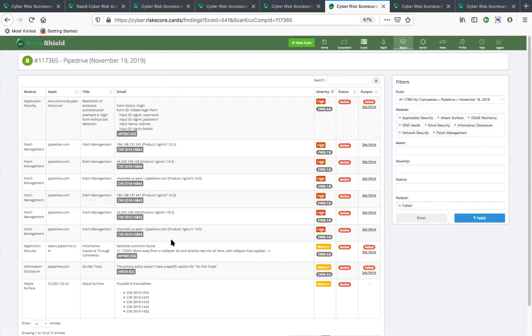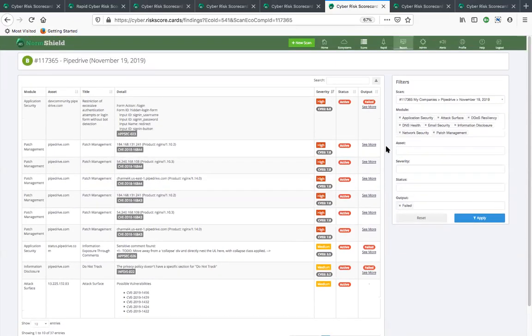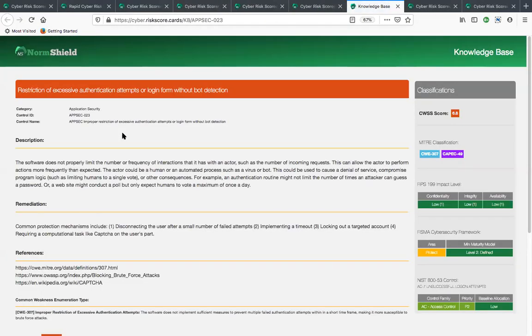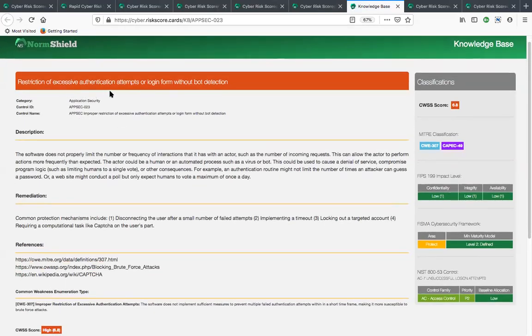I now have this information. This can be a standard template that you make use of. I now have a list of 37 entries that I'd like my third party to address. What's very important for that third party is I want to help my third party as well, being able to address that. So I want them to understand why, what is this? So knowledge base, very important to be able to click through and understand that this is restricted or access authentication attempts or login without bot detection.